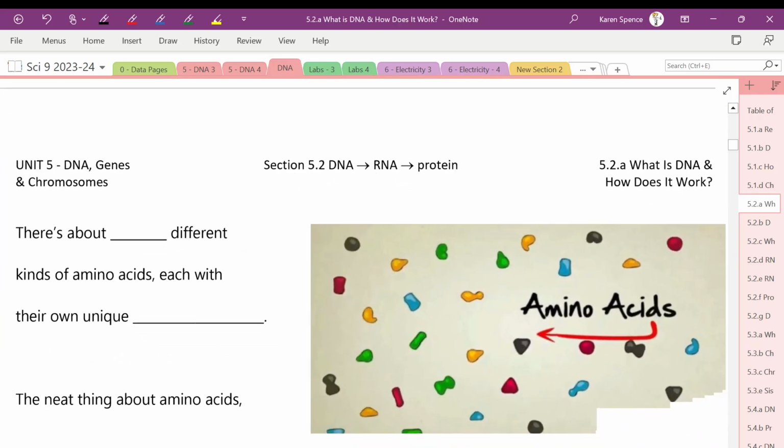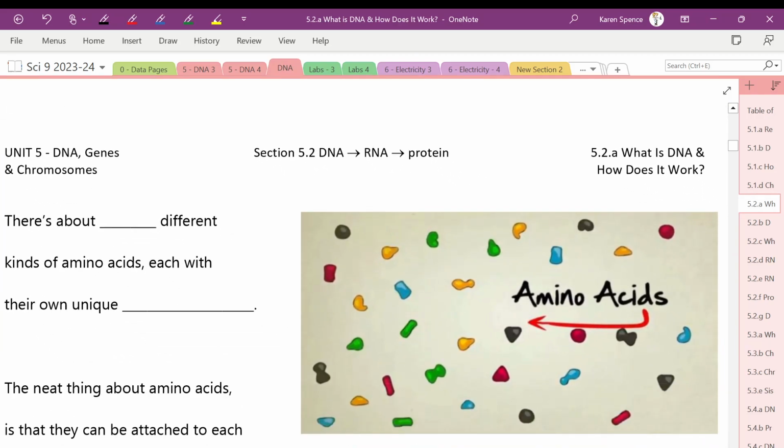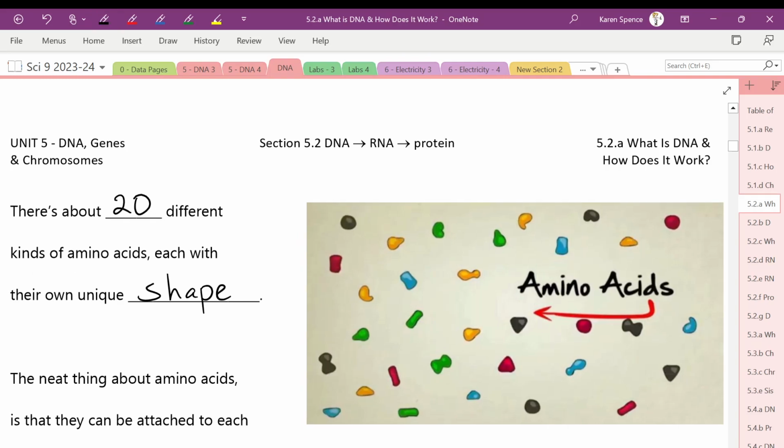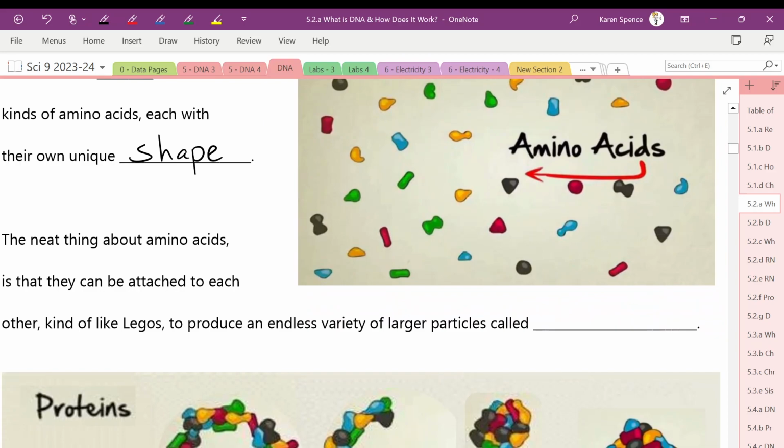So here we go. There are about, does anyone remember how many types? 20. There's about 20 types of amino acids, each with their own unique shape. The neat thing about amino acids is that they can be attached to each other kind of like Legos to produce an endless variety of larger particles called proteins. So many amino acids come together to make proteins.